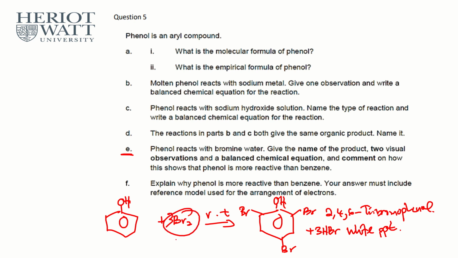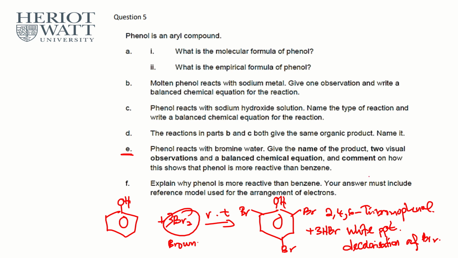Guys, bromine is brown in color in aqueous form, right? So this brown color will decolorize. So decolorization of bromine will be the second observation. First, formation of white precipitate. At the same time, you will observe decolorization of bromine, brown to colorless. That will be the 2 visual observations.